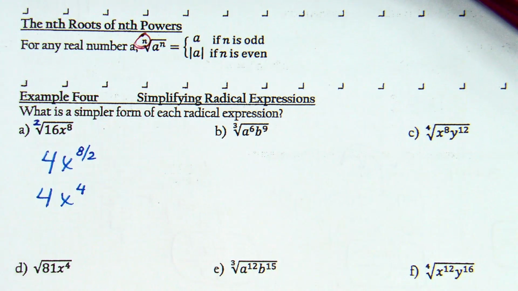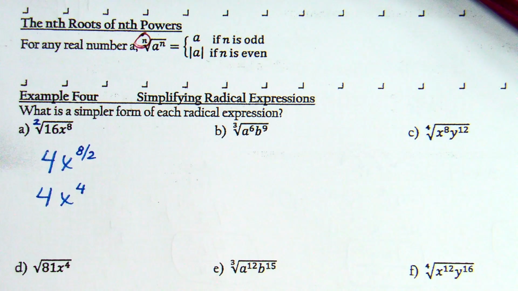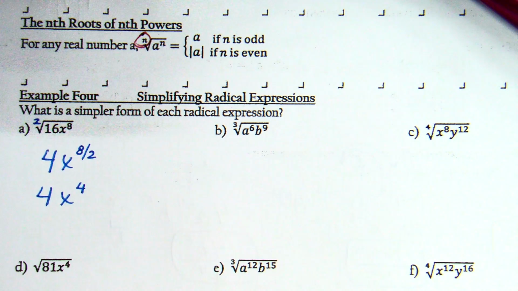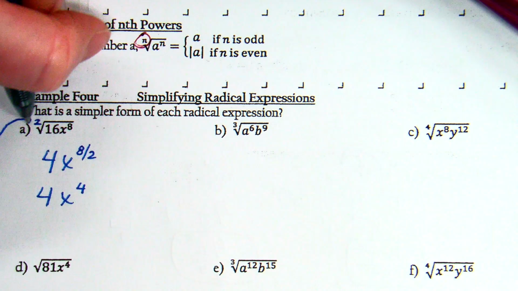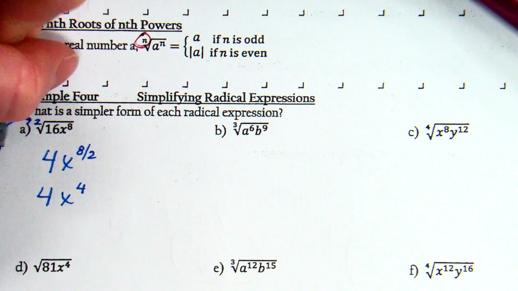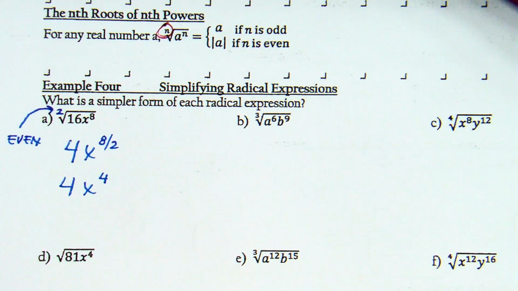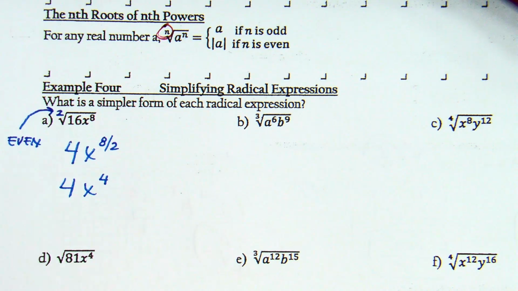Okay, now, before I move on, on all 6 of these problems, I'm going to ask you about absolute value. So the question is, do we need to consider absolute value? First of all, how do I know if I need to consider absolute value? If n is even, we need to consider absolute value. What was my n value here? What root was this? This was a square root, so what do you know about 2? 2 is even. If that root is even, then we need to consider absolute value.